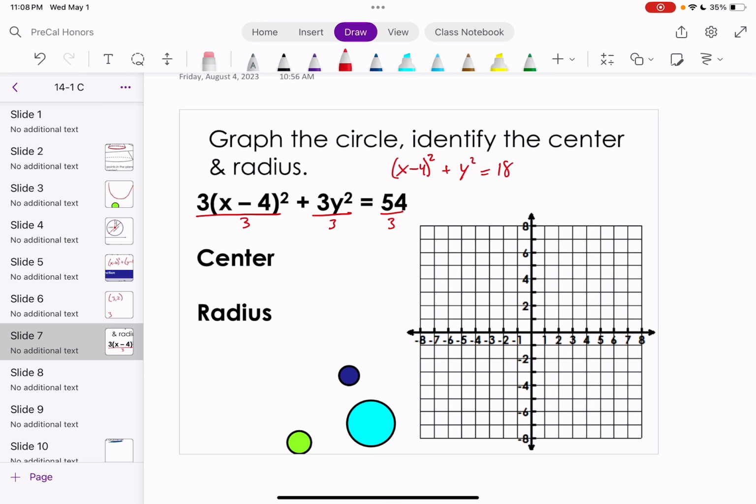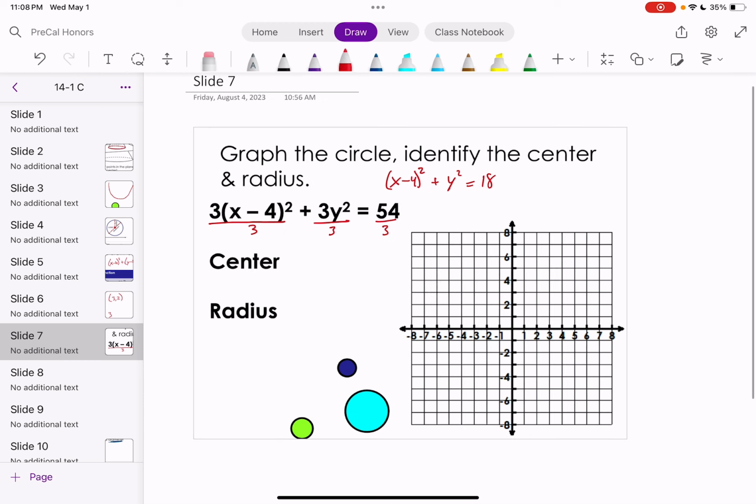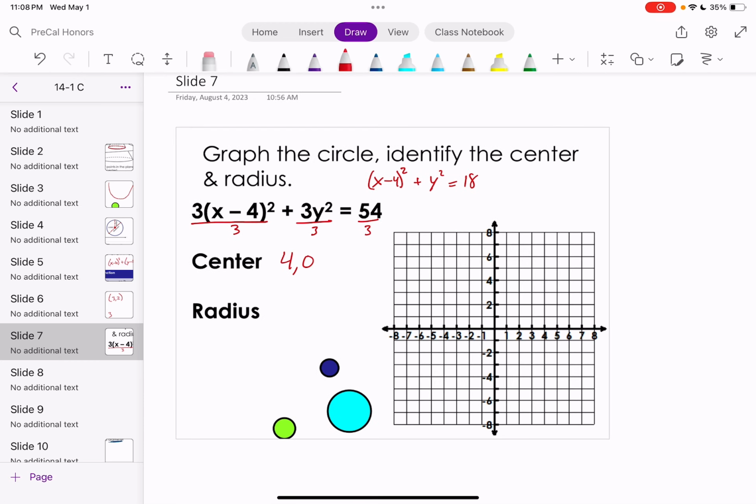Once again, we still determine our center from our h and k. In this case, it's going to be 4, 0. And in this case, we're going to get the square root of 18 for the radius. We're going to repeat the same process we did before. Start off with our center. And we're going to go the distance of square root of 18 in all directions to find the outside circle using the radius.